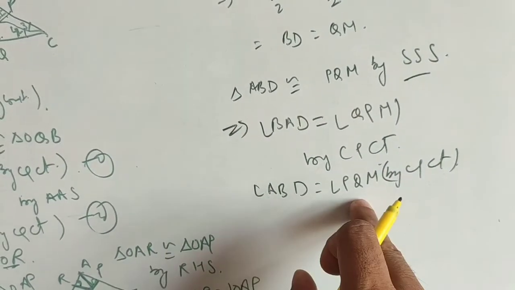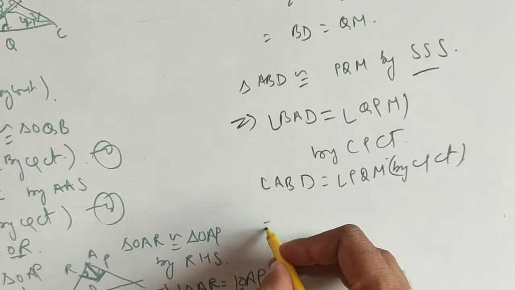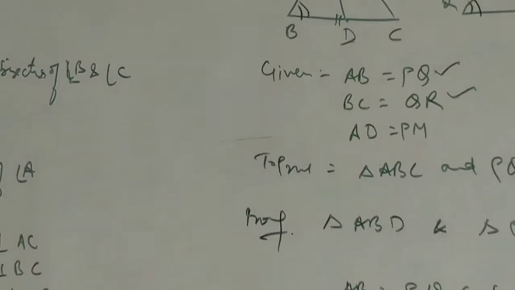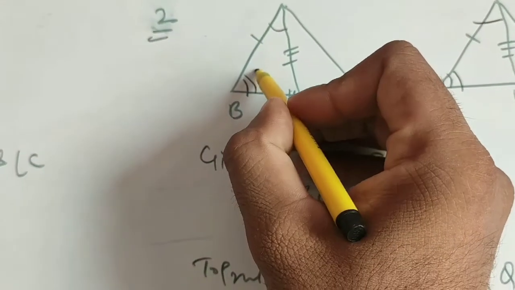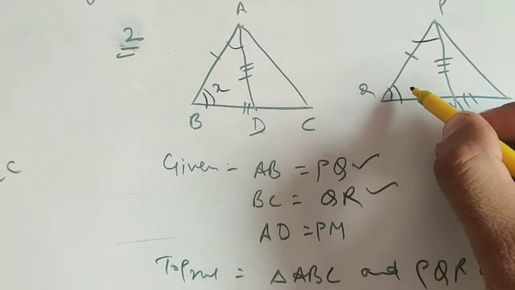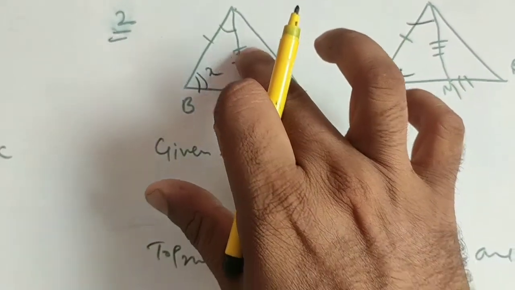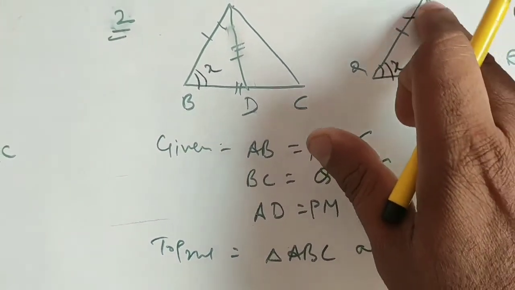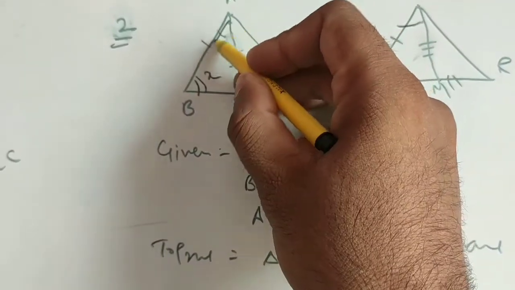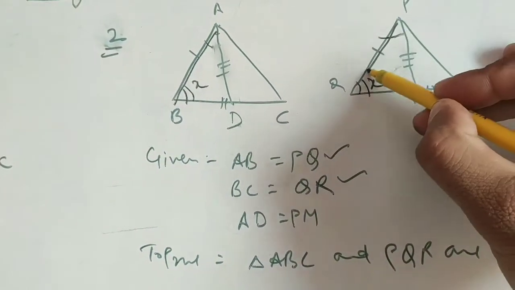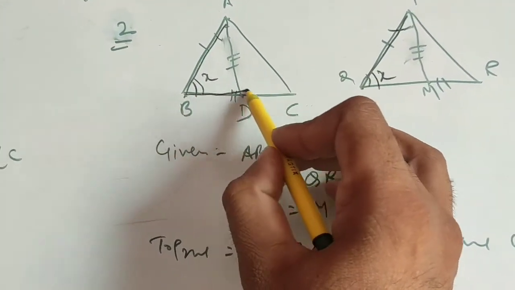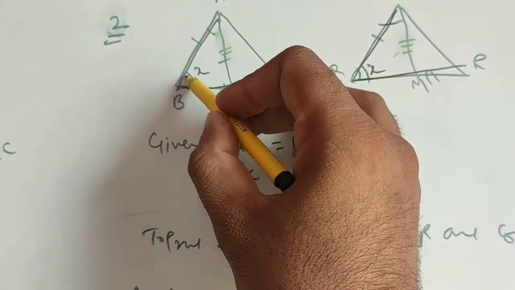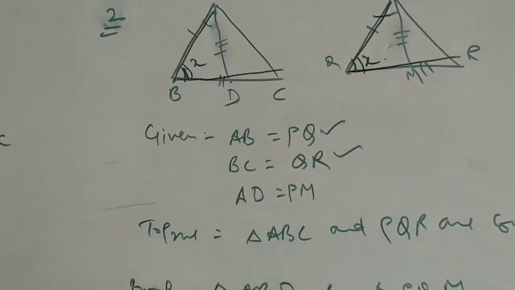Okay, so these are equal. Now you can clearly see that ABD and PQM are equal. So this angle is ABD, and this angle is PQM. Now forget this length in between, forget about the median. What we have got? We have got AB is equal to PQ in this triangle. We have got BC is equal to QR in this triangle, it is given, and these two angles are equal, we have just proved.